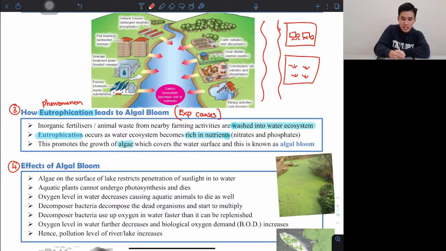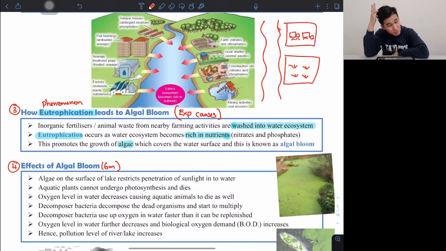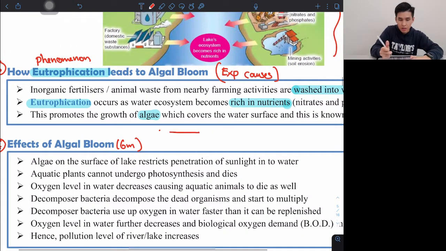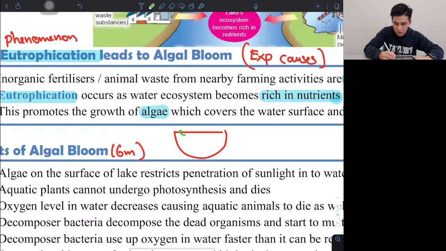So effects, usually, if it's an essay lah, could be around 6 marks. Alright, so the effects are actually very easy. So number one, let's say this is the river or the pond, and you have a lot of algae growing on top of it. The first problem that will happen here is sunlight cannot penetrate. So number one, your plants will be affected because they cannot photosynthesize, they will die.